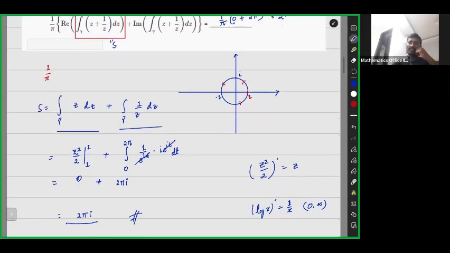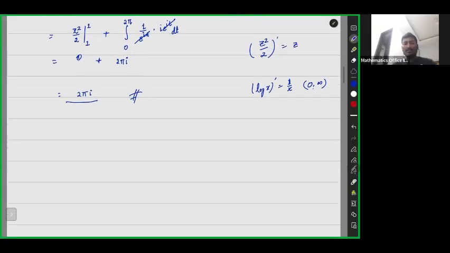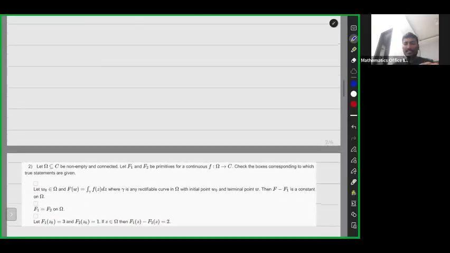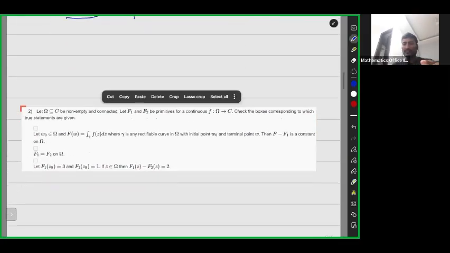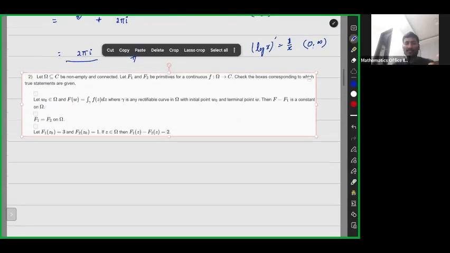I hope you understand: z has an antiderivative, 1 by z does not. So we used two different methods to calculate that. We have solved the first part. If you have any doubts, you can ask at any moment.